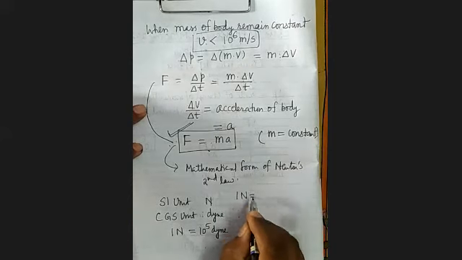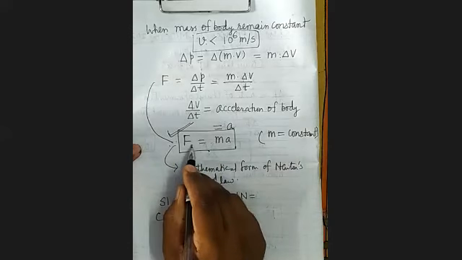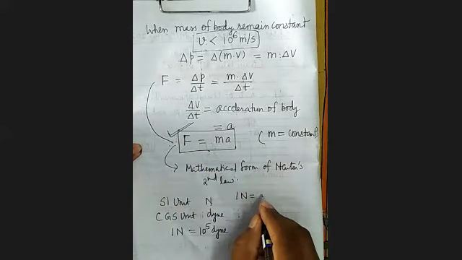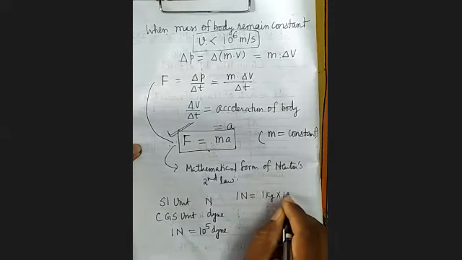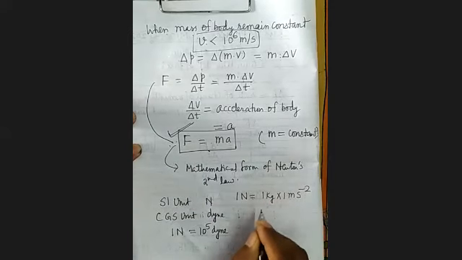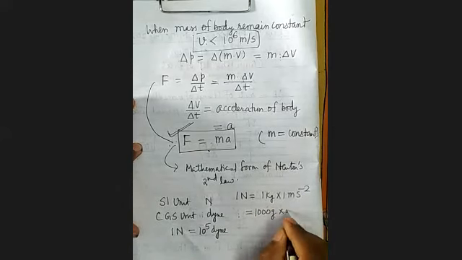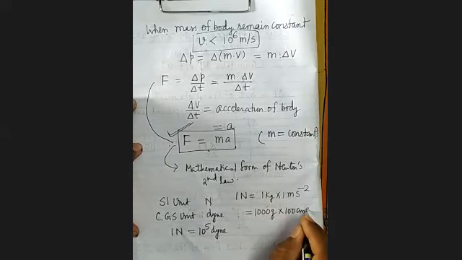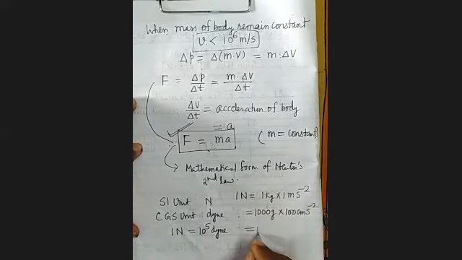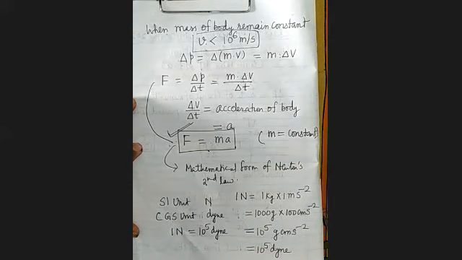1 Newton equals 1 kilogram into 1 meter per second square. 1 kilogram you can write as 1000 grams, and 1 meter per second square you can write as 100 centimeter per second square. So this will be 10 to the power 5 gram centimeter per second square, that is 10 to the power 5 dyne. It's clear? 1 Newton equals 10 to the power 5 dyne. So these things you know.